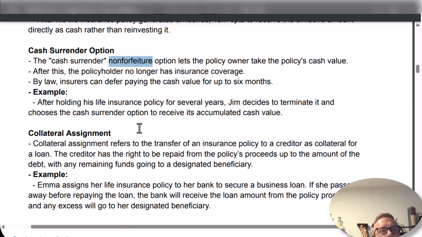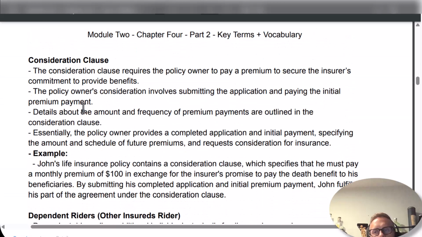Next, we have collateral assignment. So collateral assignment refers to the transfer of an insurance policy to a creditor. We kind of went over this before with absolute assignment, so we're going to stick to the next one.